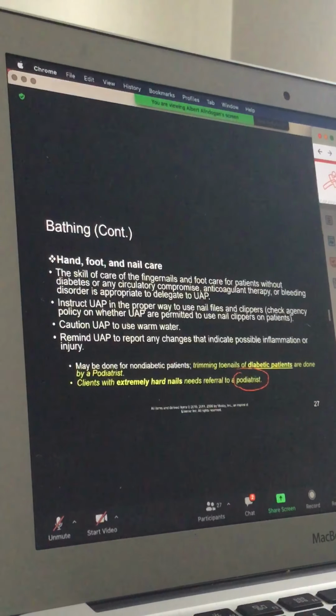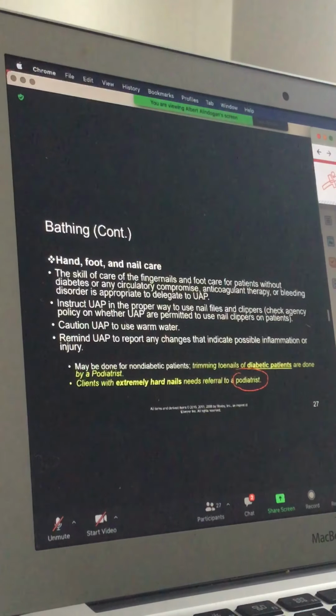This is need to know information, so make sure you take note of this. If you're following me in your book or in my slide, make sure you take note of this one or highlight this. All right. So these two are need to know. They are very important.